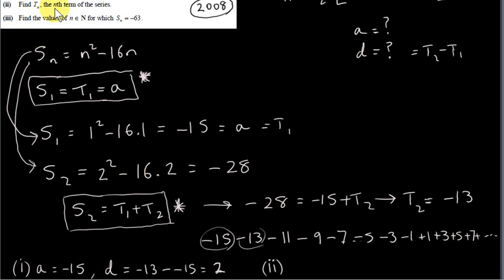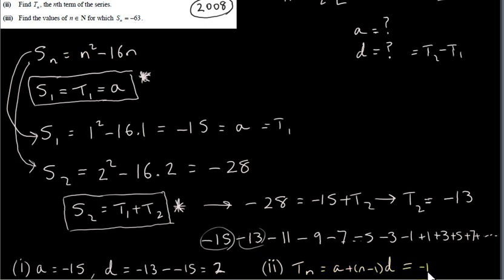In part 2, we have to find Tn, the nth term of the series. Well, we know for an arithmetic series or sequence, the nth term is a plus n minus 1 times d. I derived that in the first video. So what we want is an expression for Tn, where n is any number. So we just fill in for a and d.